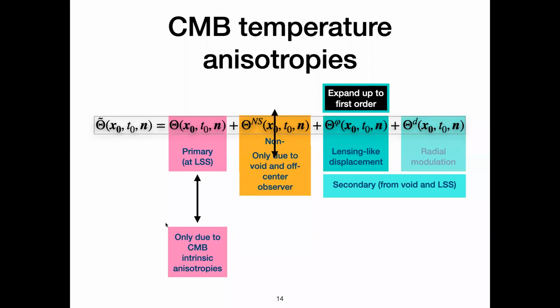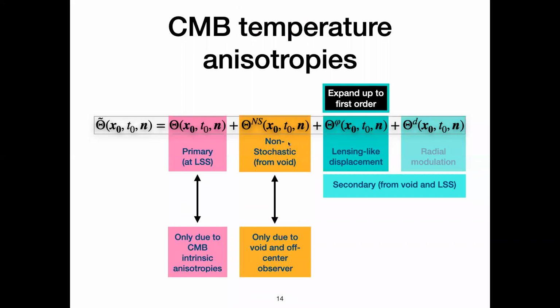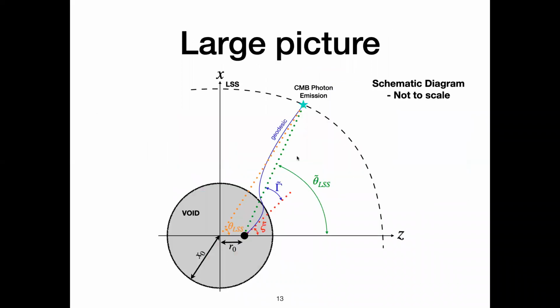The second contribution comes only from the presence of the void. The observer is present at some distance from the center, and due to that, there is a bending of the photon trajectories. As we saw in the previous slide, just due to the observer being present at some distance from the center, there is this bending. If the observer was present at the center, then the photons would have followed this yellow dotted line for their trajectory, so there would not have been any bending.